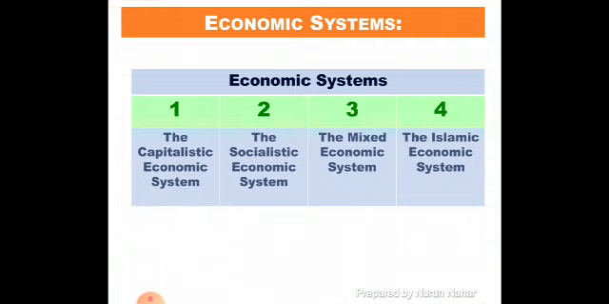Depending on the production, distribution, and consumption process, economic systems can be divided into 4 types. Number 1, the capitalistic economic system. Number 2, the socialistic economic system. Number 3, the mixed economic system. And number 4, the Islamic economic system. Today in our session, I will discuss the first 2.